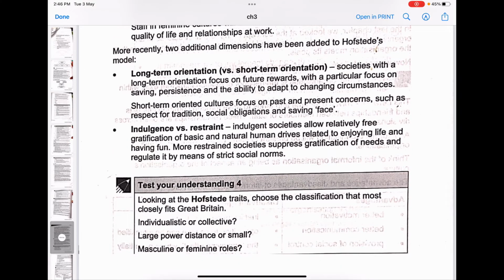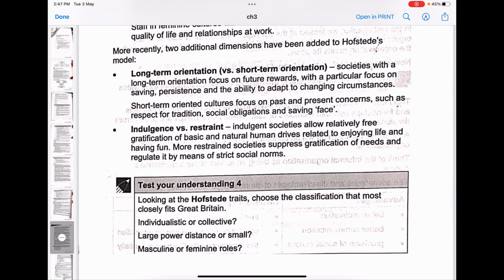More recently, two other dimensions have been added to Hofstede's model, the first being long-term orientation versus short-term orientation. Societies with long-term orientation focus on future rewards, with a particular focus on saving, persistence, and the ability to adapt to changing circumstances. Short-term oriented cultures focus on past and present concerns such as respect for tradition, social obligations, and saving face. So, I hope that's clear.